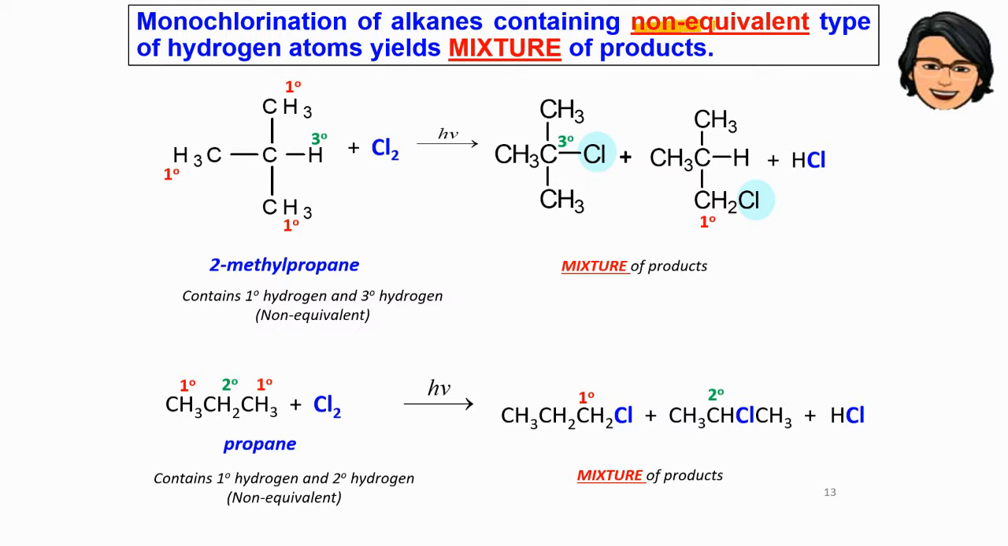Now we go for non-equivalent types of hydrogen atoms. It will produce a mixture of products. What does this mean? First of all, we have primary hydrogen and also tertiary hydrogen. So it will produce tertiary haloalkane and also primary haloalkane. There is a mixture of products, so we no longer say single monochlorinated product. When we look at another example, you can see that we have a mixture of primary and secondary hydrogen. Therefore, we will also have a mixture of primary and secondary haloalkane products as well.